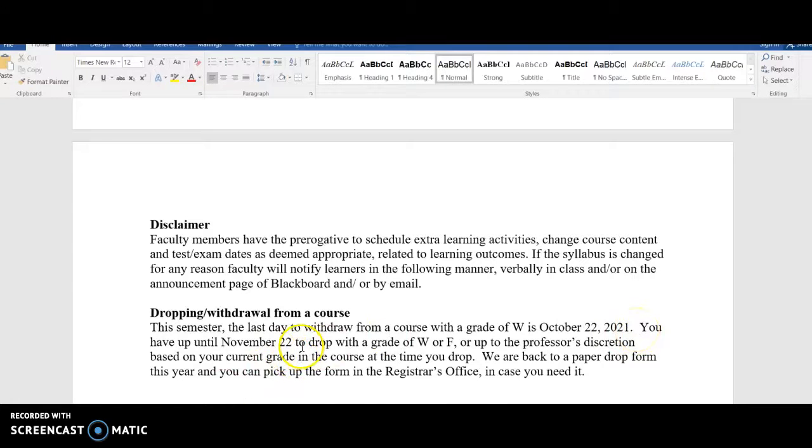And then you have up until November 22nd to drop with a grade of W or F, kind of up to the professor's discretion based on your current grade. Okay, so we're back to a paper drop form. If you do need to drop this course, you will need to pick up the form in the registrar's office. Of course, my hope is that you will not need to drop.